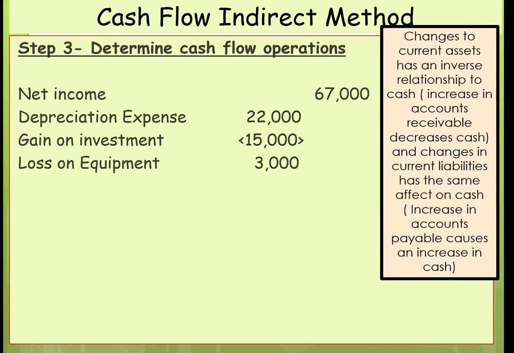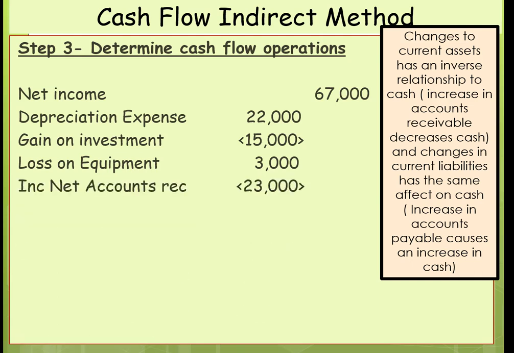Now, here's the rule. Changes in current assets has an inverse relationship to cash. So therefore, if accounts receivable goes up, which means we had sales we didn't collect on, we're going to subtract it from cash. For liabilities, they go in the same direction. If accounts payable goes up, we add it. It increases cash, because what that means is we have an expense that we didn't pay.